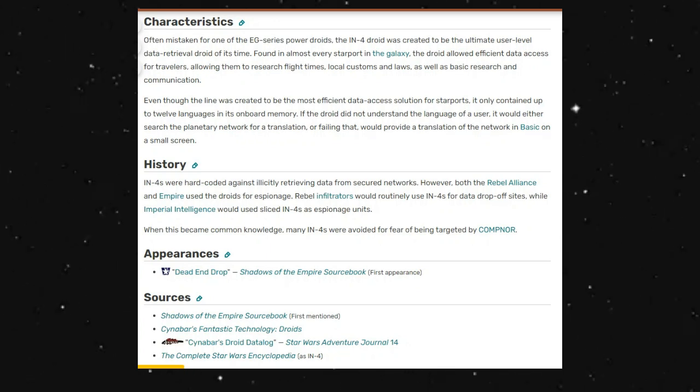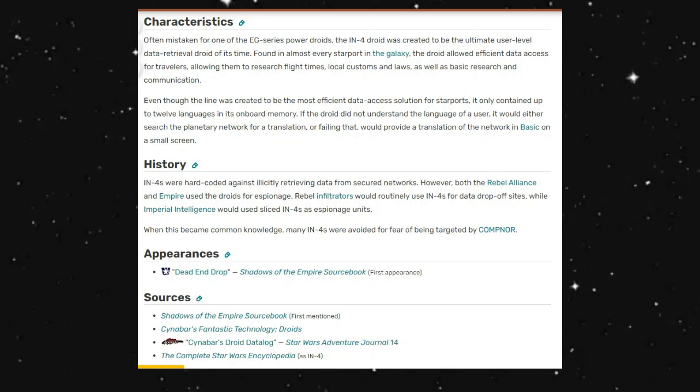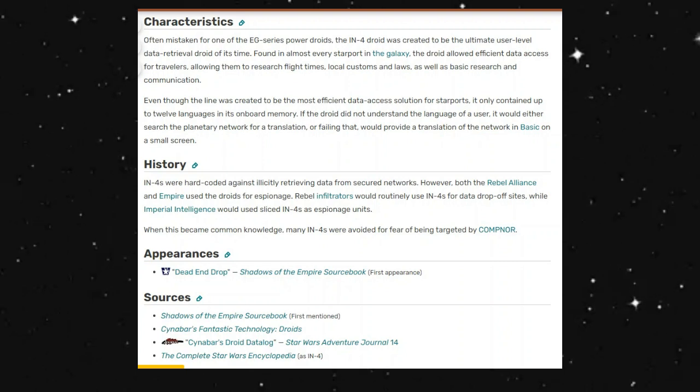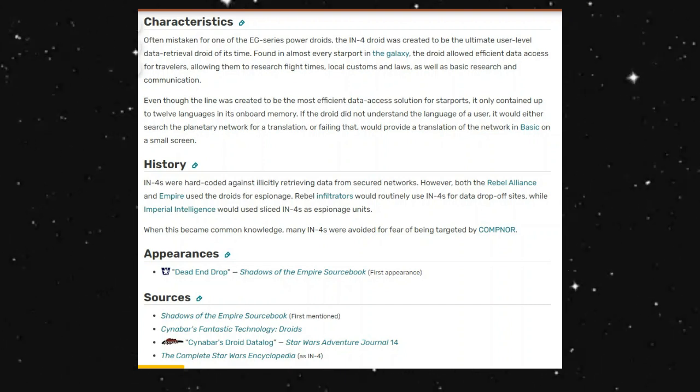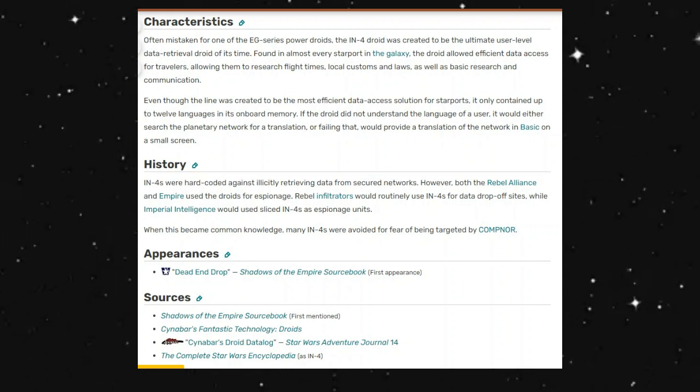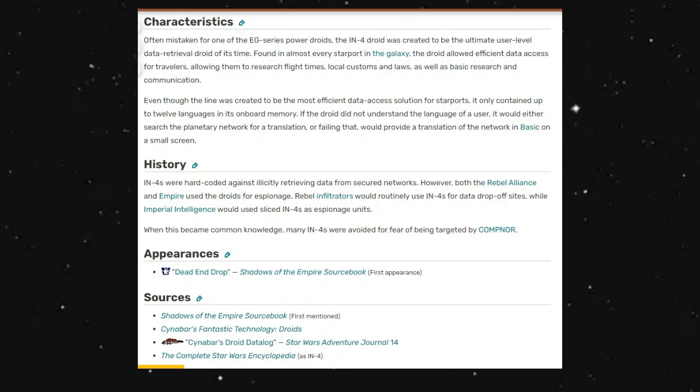Found in almost every starport in the galaxy, the droid allowed efficient data access for travelers, allowing them to research flight times, local customs and laws, as well as basic research and communication.